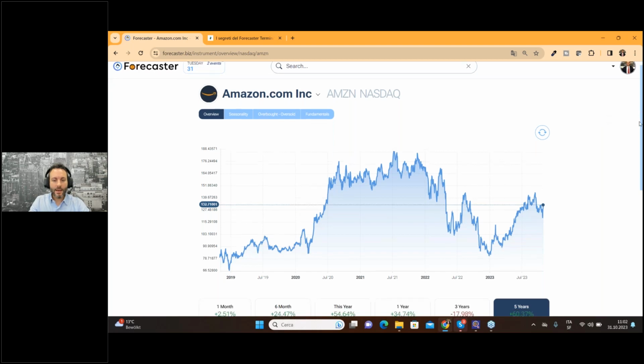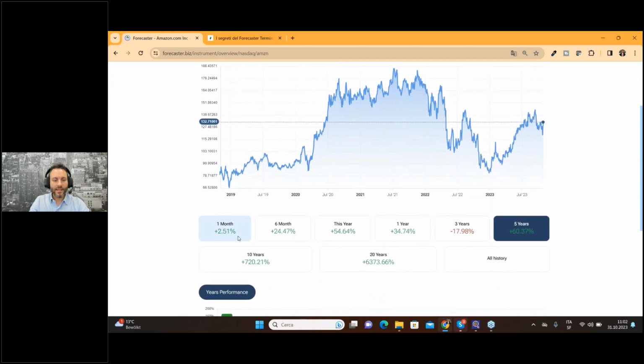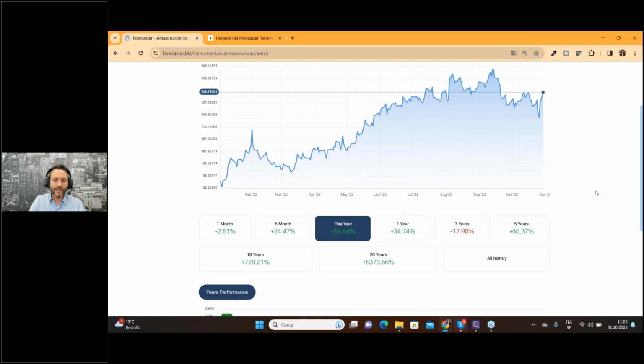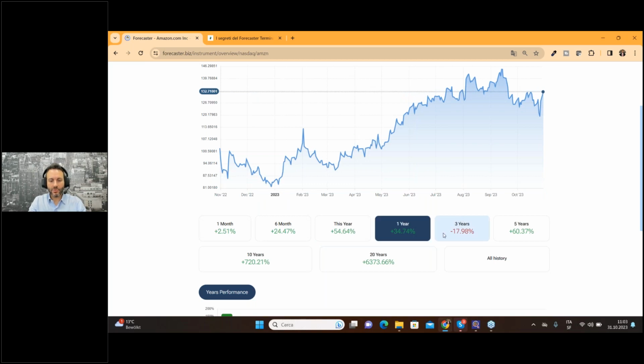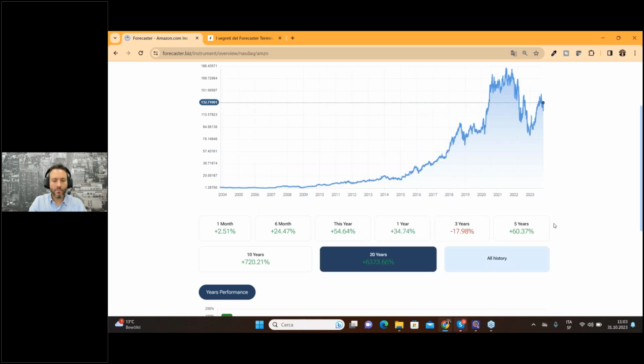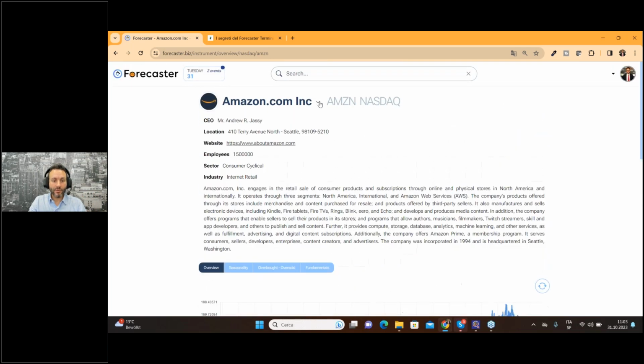We have all the information related to the performance in the various time periods. So 1 month, 6 months, this year, 1 year, 3 years, 5 years, 10 years, 20 years, and clicking on the relative button displays the period of time that interests us. Oh, I forgot to click on the arrow here. We also find the description of the financial product, in this case with the main data relating to the company.